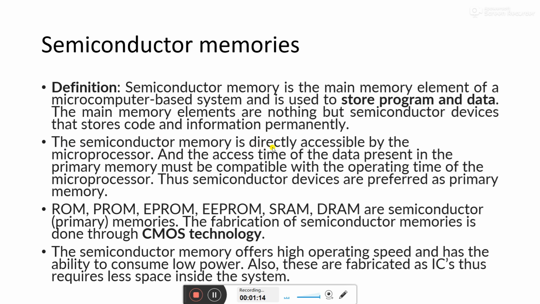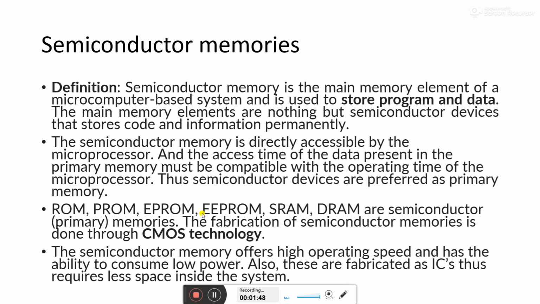So the semiconductor memory is directly accessible by the microprocessor or microcontroller, and the access time of the data present in the primary memory must be compatible with the operating time of the microprocessor. So definitely, if the microprocessor frequency is higher and your memory frequency is much higher than that of the microprocessor, then we cannot access the memory. So the semiconductor devices are preferred as primary memory.